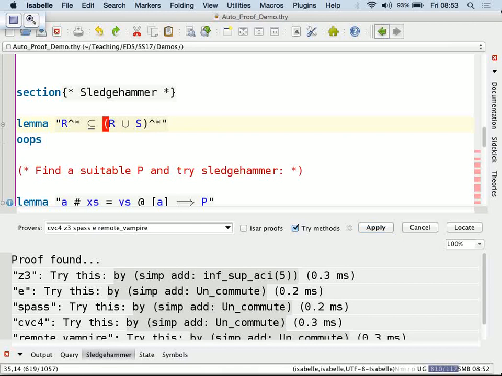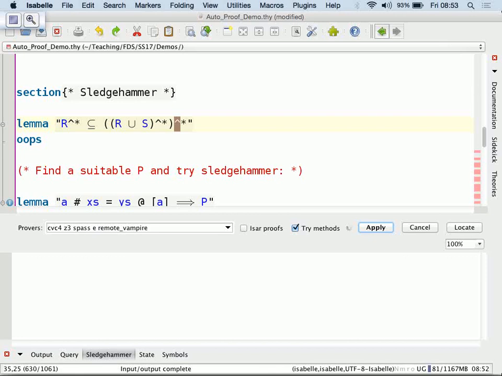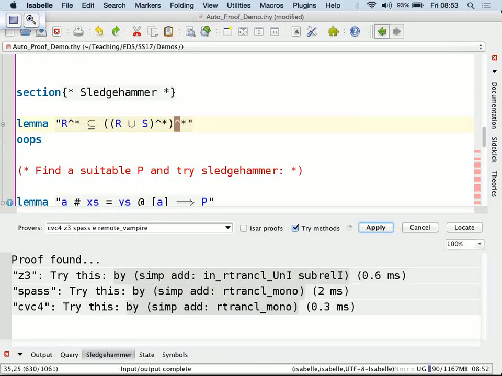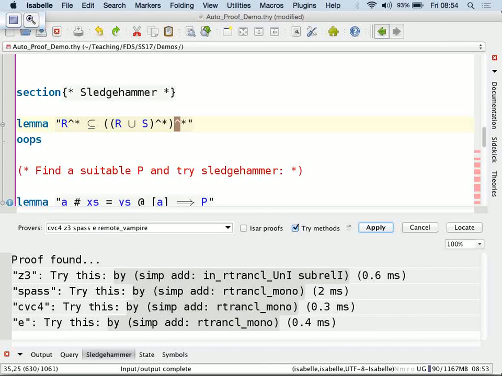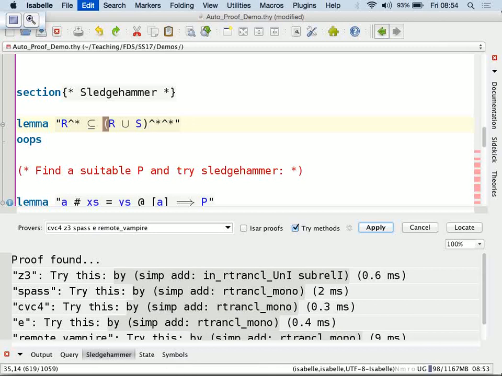We could also iterate the star. I wonder if that makes it any more difficult. If we take the star twice, but then we need to put the parentheses in. And now ask Sledgehammer. No, it's still amazingly simple. So I can't think of any difficult proofs here, but we'll find some later.